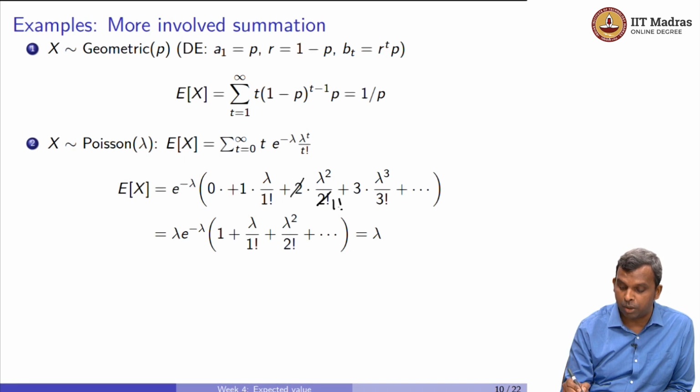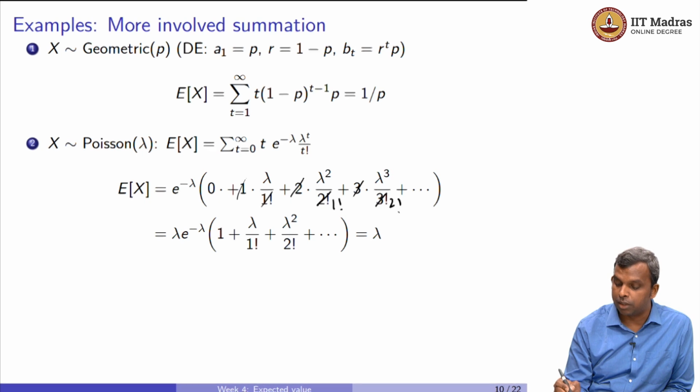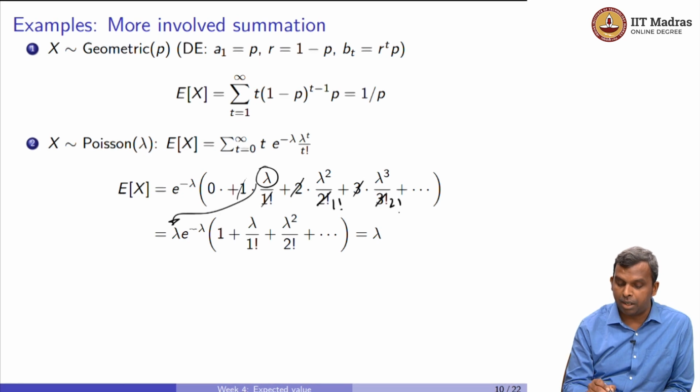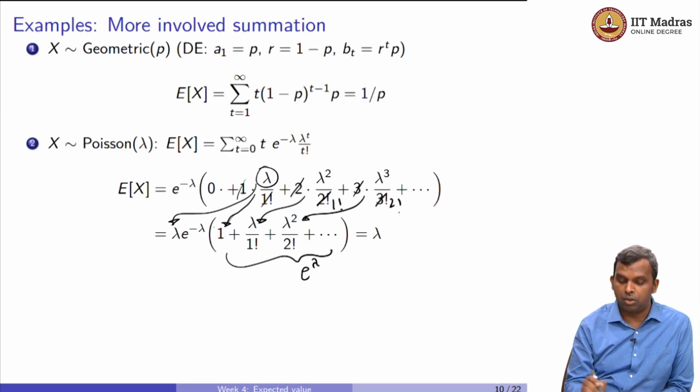So this becomes 1 factorial, this becomes 2 factorial, and so on. And then you pull one lambda out. If you pull one lambda out, you're going to get lambda e power minus lambda. This term will become 1, this term will become this, and so on. And what you identify here is just e power lambda. So you get lambda times e power minus lambda times e power lambda.